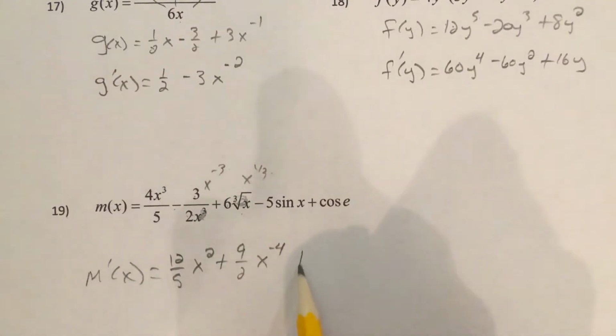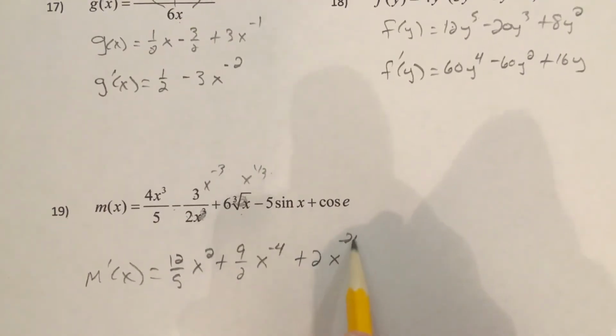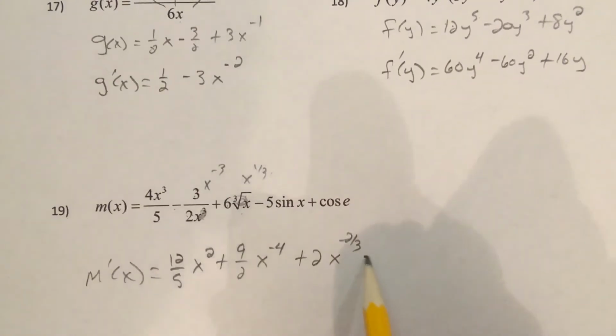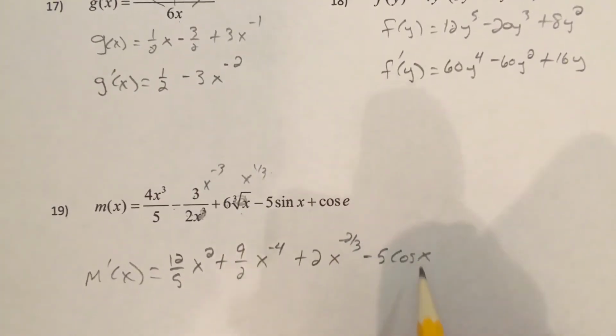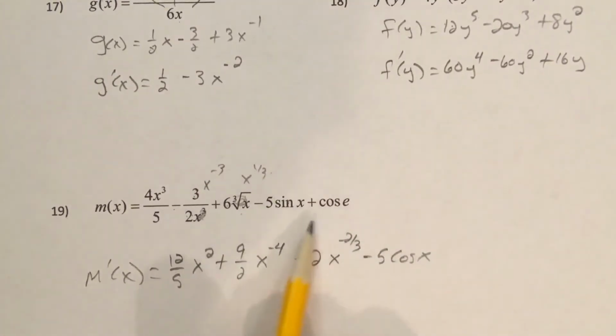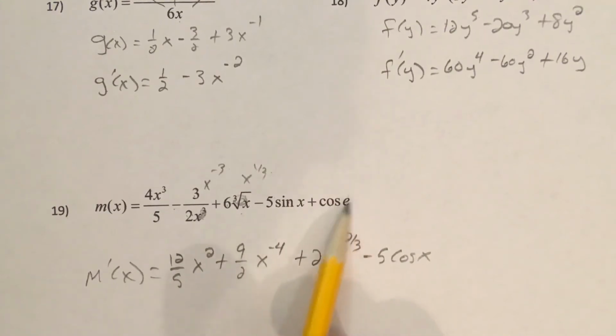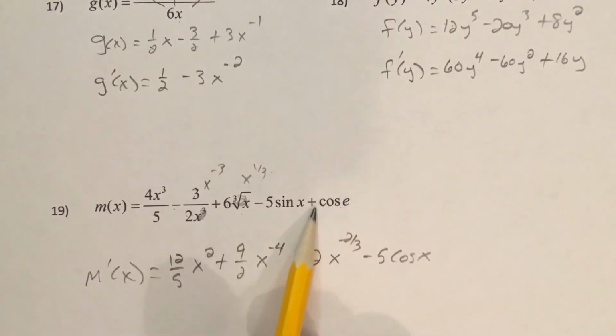1/3 times 6 is 2, x to the negative 2/3. The derivative of sine is cosine, so this would be negative 5 cosine x. Now you've got to be real careful here. The cosine of e is a number as well. The derivative of a number is 0, so that goes away. Okay.